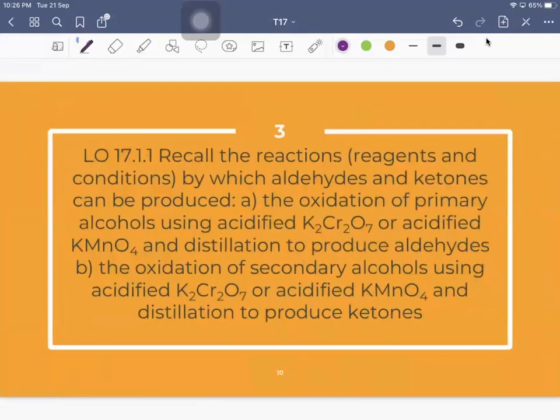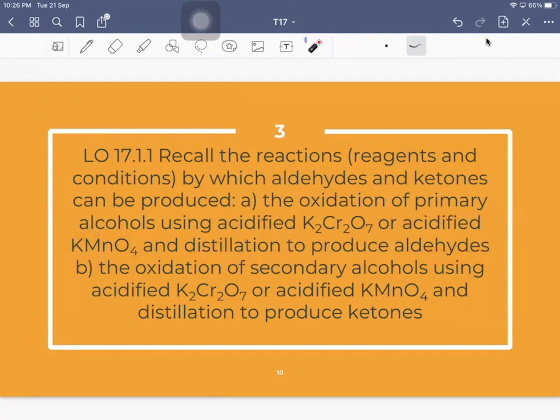Next, we look at the production of your carbonyl compounds, production of aldehydes and ketones. This is something that we have covered already in the previous topic, topic 16, when we looked at the oxidation of your alcohol, specifically the primary and the secondary alcohols. So they have a different oxidizing agent. You can use acidified potassium dichromate or acidified potassium manganate, and distillation to produce aldehydes.